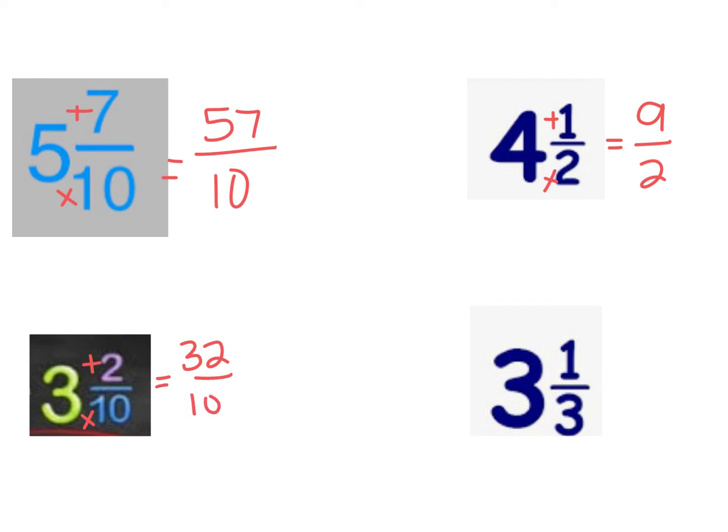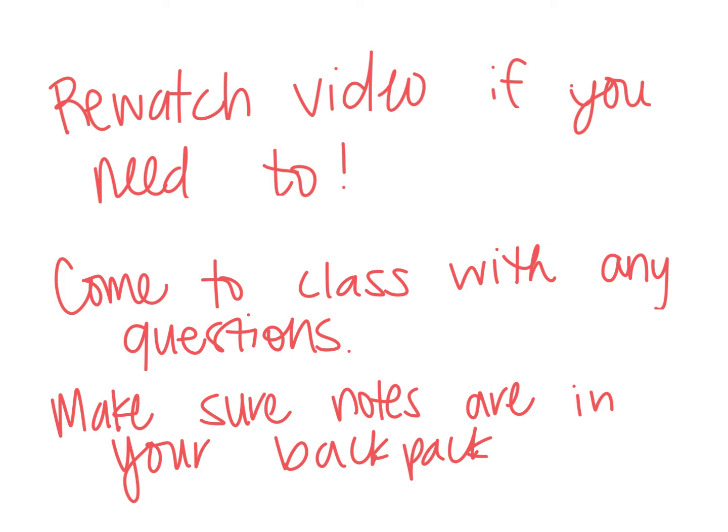3 1/3. Multiply the denominator times the whole number, add the numerator, so 3 times 3 is 9, plus 1 is 10. Keep the denominator as 3. That's all for our video on converting between improper fractions and mixed numbers. Rewatch parts of the video if you're still stuck, and then bring your questions to class so we can talk about them, and make sure your notes are ready to go for class tomorrow.